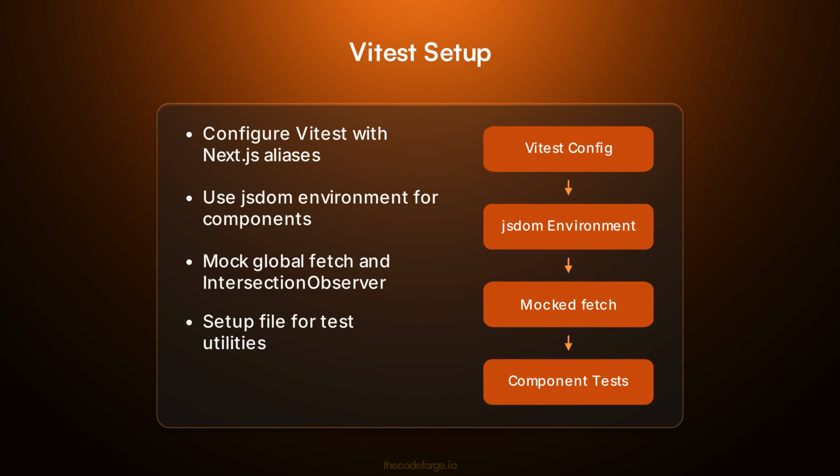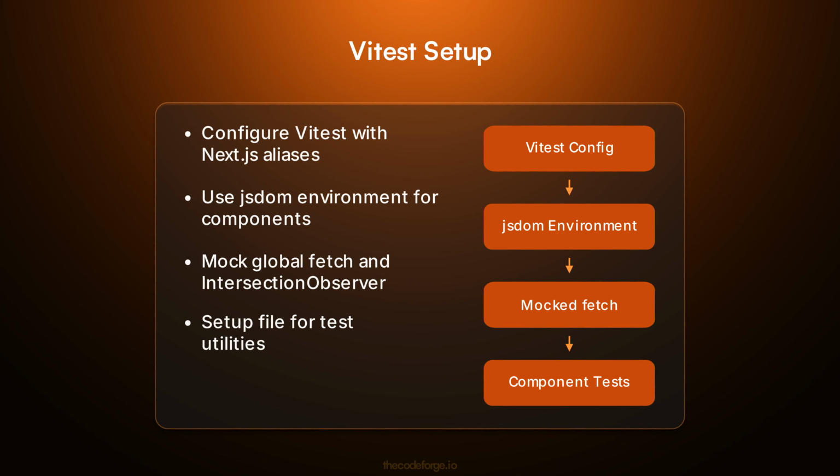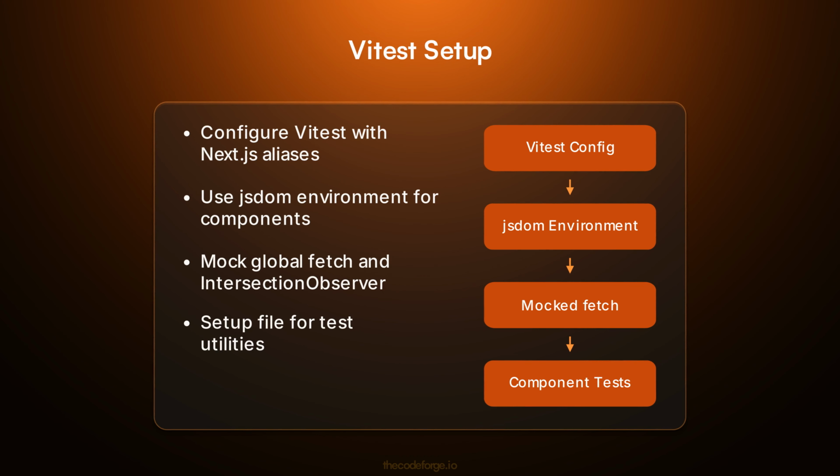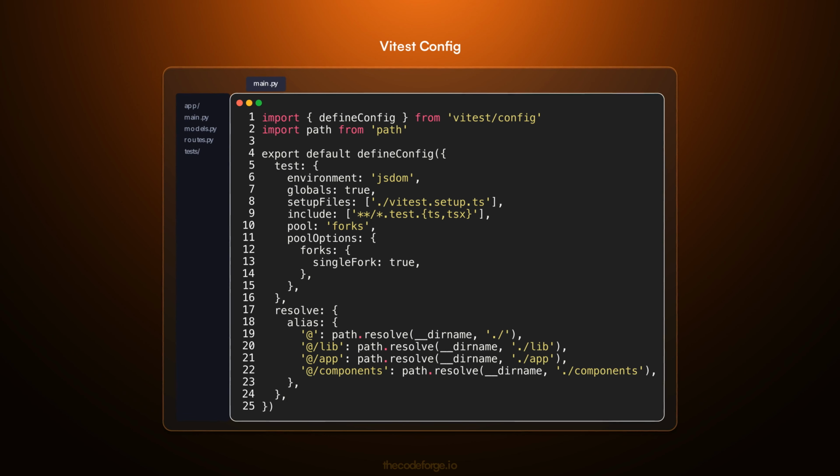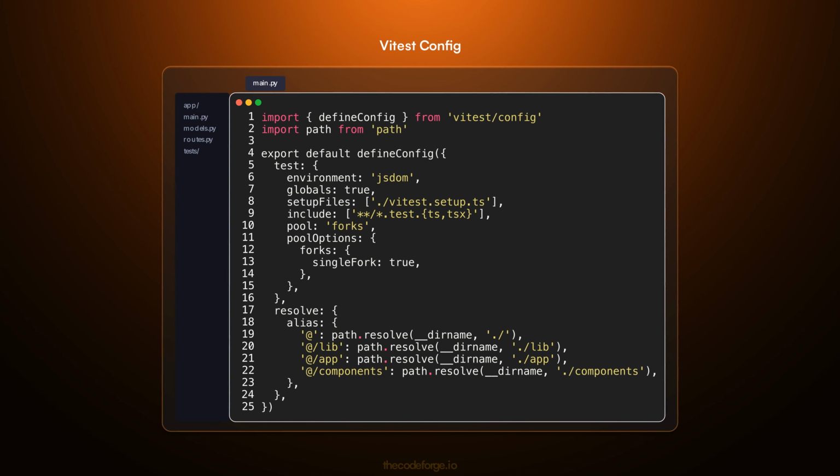Setting up Vitest for Next.js 16 requires a configuration file that resolves @ imports and sets up the jsdom environment. You also need a setup file to mock global APIs like fetch and IntersectionObserver that aren't available in Node.js. This Vitest configuration sets up jsdom, enables globals, and defines path aliases matching your Next.js tsconfig. The setup file will mock fetch and IntersectionObserver so component tests don't crash.